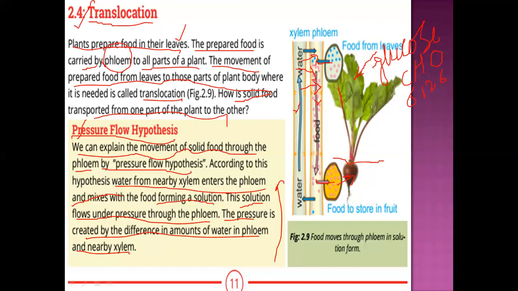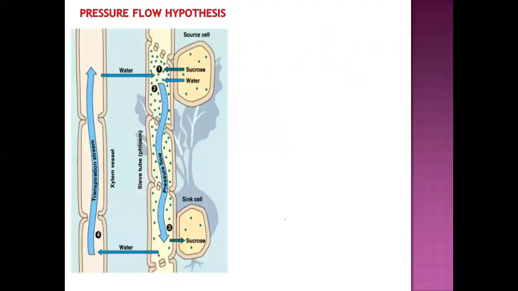So the pressure is created by the difference in amounts of water in the phloem as well as in the xylem, because in the phloem the water pressure is low and in the xylem it is higher. So just by the movement of water, and now when the solution is formed, the pressure becomes higher and the food moves to different organs of the leaf.